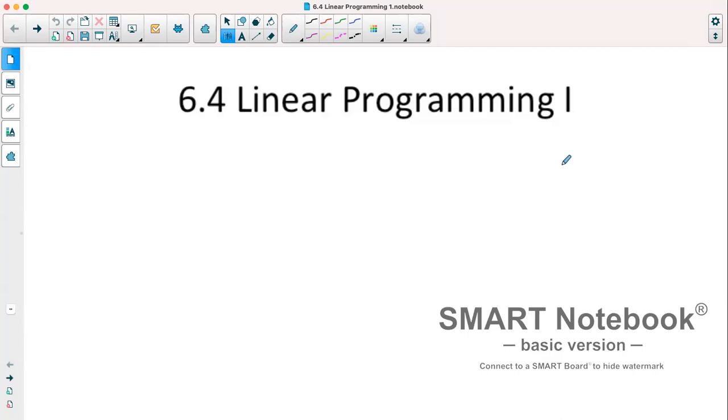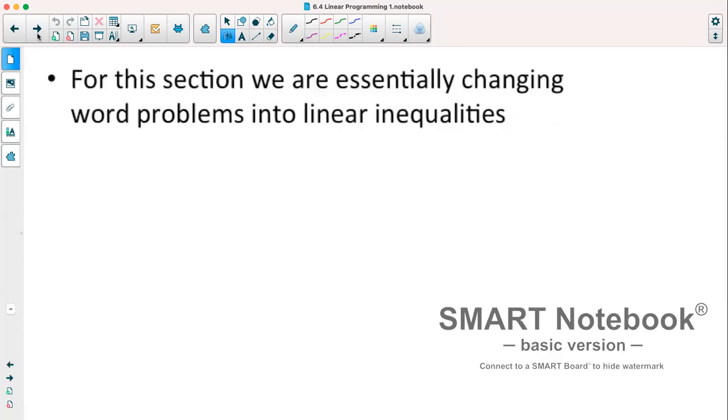All right, today we're looking at section 6.4, which is linear programming. With this, we're essentially just taking word problems, changing them into linear inequalities, and then graphing them.